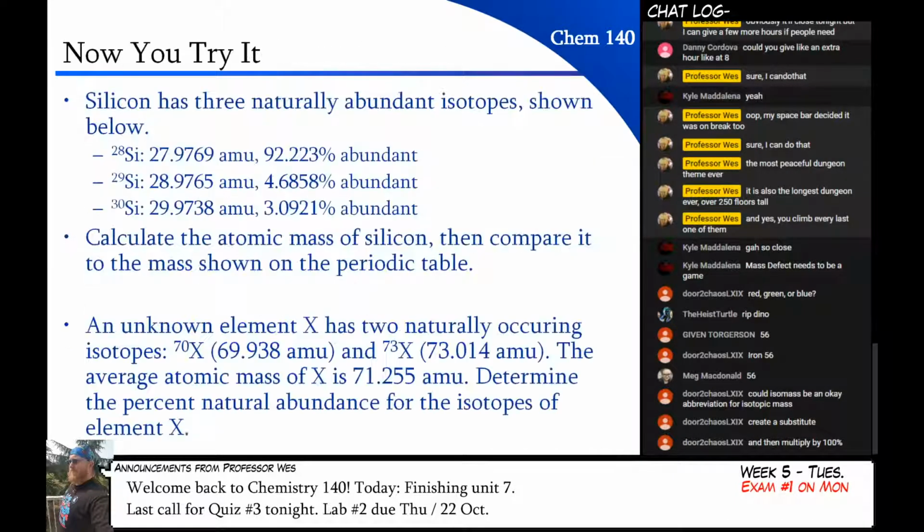All right, so we got 20 minutes left, which means that I have a problem for you to try. I have two of them, actually. For this first problem up here, tell me the atomic mass of silicon based on these numbers, and then compare it to the periodic table. Put in the correct number of sig figs that you get from your calculation. And down here at the bottom, I have this fictitious element that I made up, element X. Here's what its isotopic masses are. If this is the average atomic mass, determine its percent natural abundance, okay?